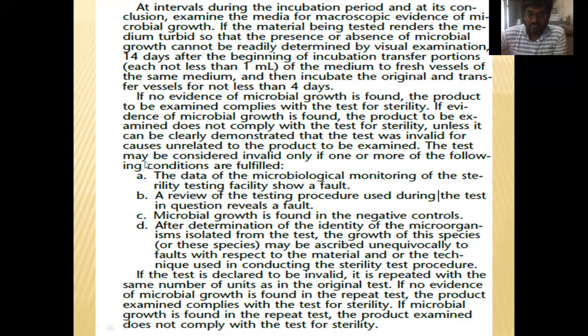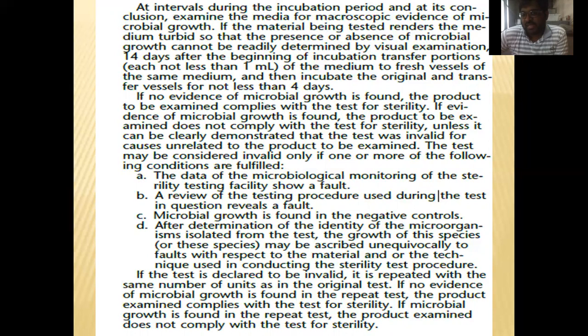You can see, first, during sterility testing, you have to do the environmental monitoring of that particular room, meaning settle plate and air sampling, along with the sterility testing. So we can check the health of that particular sterility clean room. Whether your room is strongly aseptic, having an aseptic environment or not, is checked by environmental monitoring while doing the sterility testing. The second one is a review of the testing procedure used during the test in question revealing a fault. If the analyst has some problem regarding the testing, that is one type of fault.